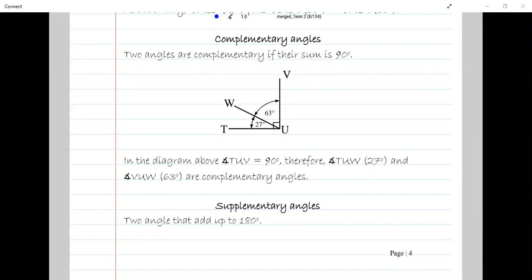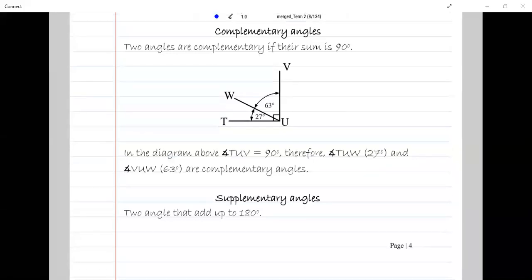So let's go. Complementary angles. We have complementary or supplementary; these are terms that we should know. Two angles are complementary if their sum is 90 degrees. So in the diagram above, TUV is 90 degrees. Therefore, angle TUW, which is 27 degrees, and angle VUW, which is 63 degrees, are complementary angles.